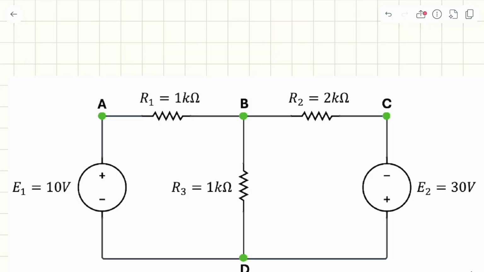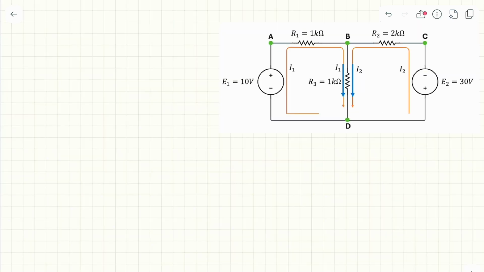This question is exactly the same as the last one. However, if we change the direction of one of the mesh currents, we want to see if we can get the same result. So this is how the two mesh currents show on the circuit.